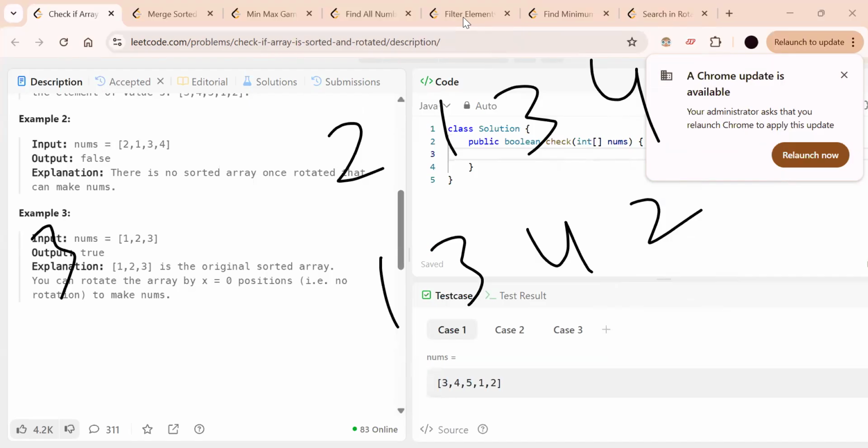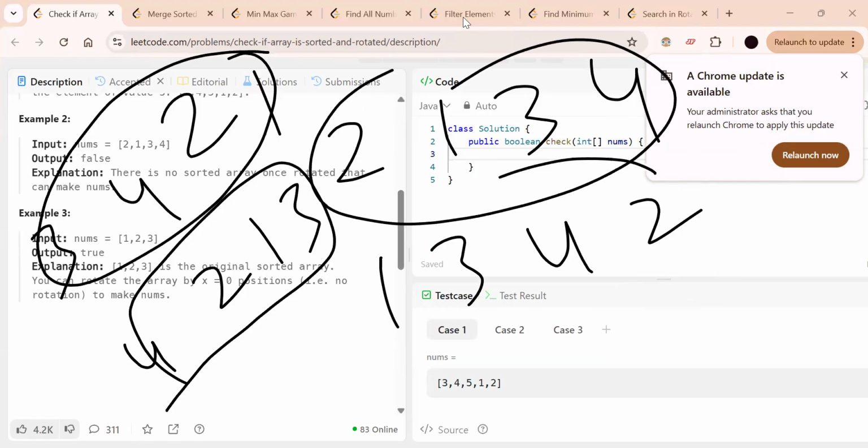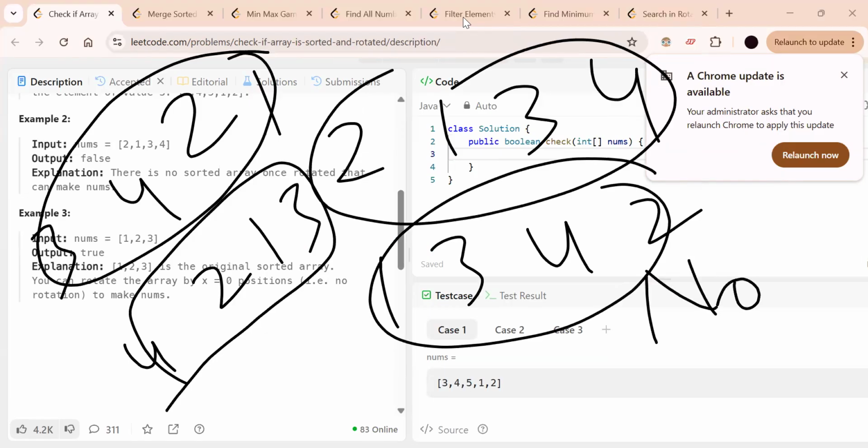Let's rotate it back by one more. 3, 4, 2, 1. Or 4, 2, 1, 3. Is this sorted at any instance? You guys check. No, no, but it still falls into our condition, right? So what do we have to do, guys?